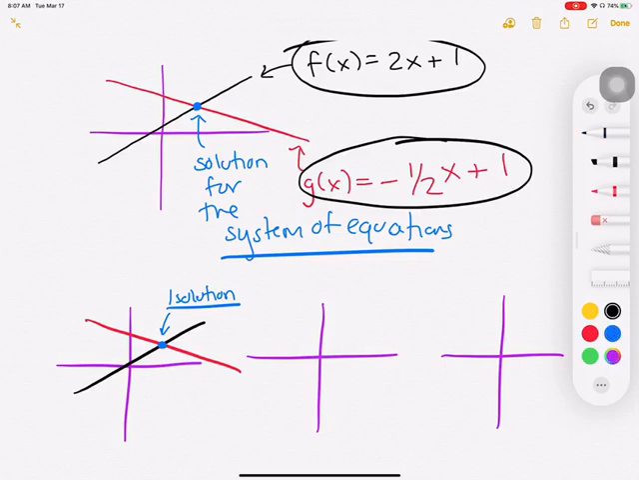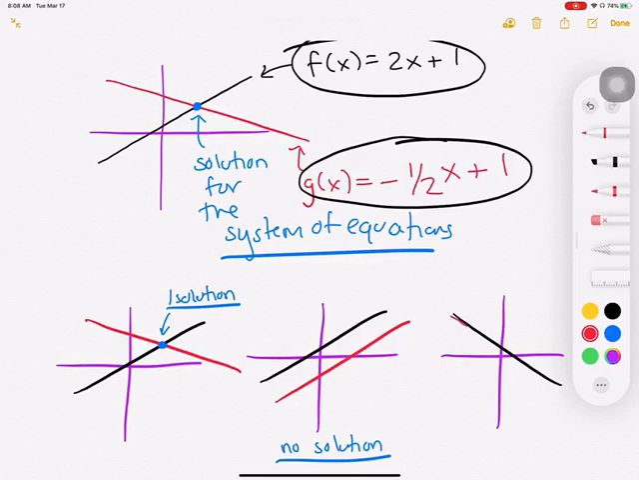We can also have these two graphs, instead of meeting, be parallel or never meet. So we're going to say that there is no solution for this system of equations since they don't meet or collide, right? And the other situation that we might have is that these two graphs fall right on top of each other. When those two graphs fall right on top of each other, we say that we have an infinite number of solutions.